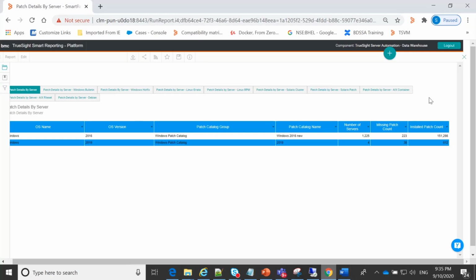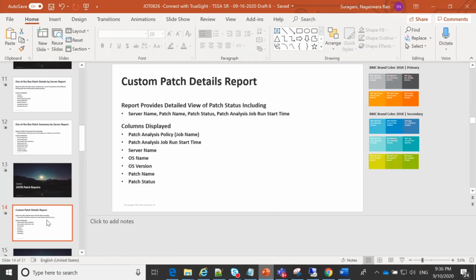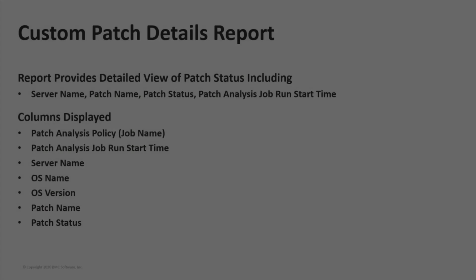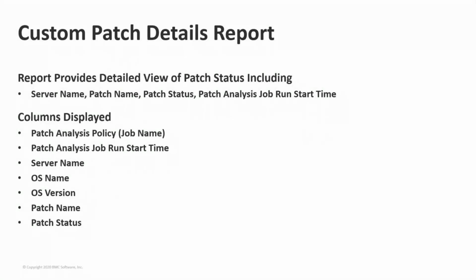Now, let me quickly create a custom report from the patch domain. To create the custom report, we need to click on the plus symbol. Before creating this, let me talk about this patch custom report. This is the detailed custom report. This report provides a detailed view of patch status, like server name and patch name, along with the patch status. In this report, it shows the patch detail name along with the patch status, whether it is installed or missing.